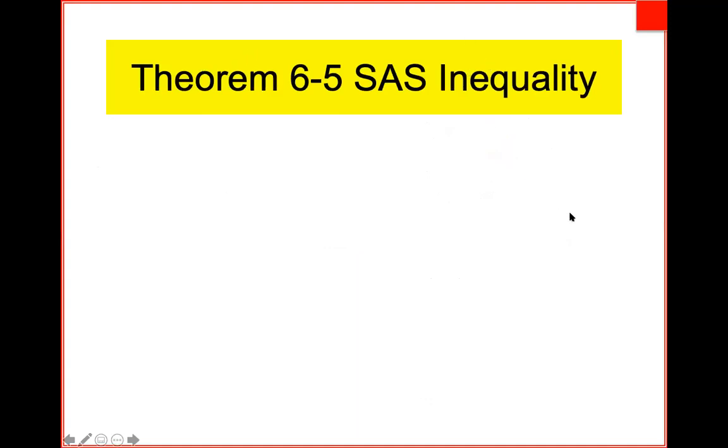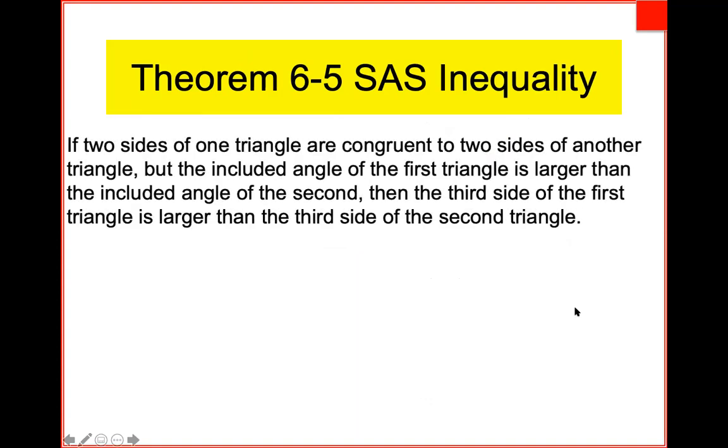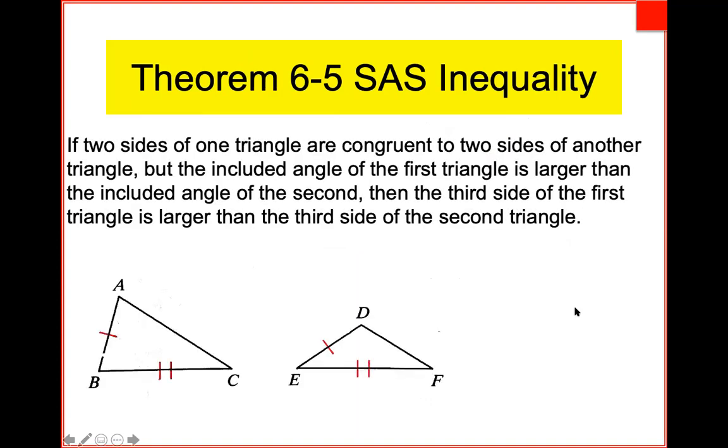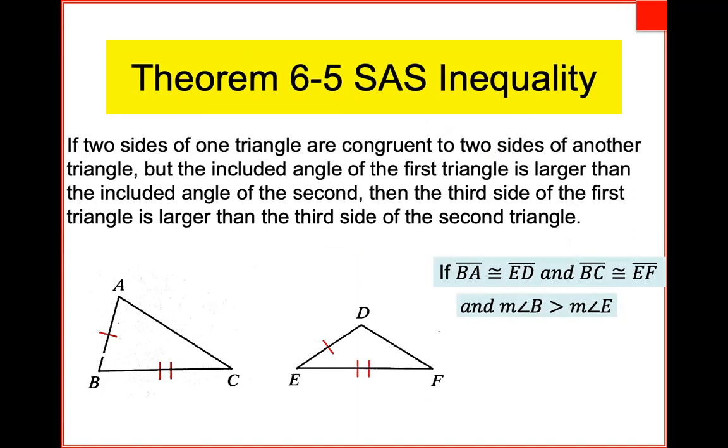So the SAS Inequality Theorem has a lot of words here. Book of Truth, please. It just basically says what we just proved. It says that if you have two sides of one triangle congruent to two sides of another triangle, and you can say something about the included angle, for instance, angle B is bigger than angle E, then you can say something about the third side. The side that is opposite the larger of the two angles is larger than the side that's opposite the smaller of the two angles.